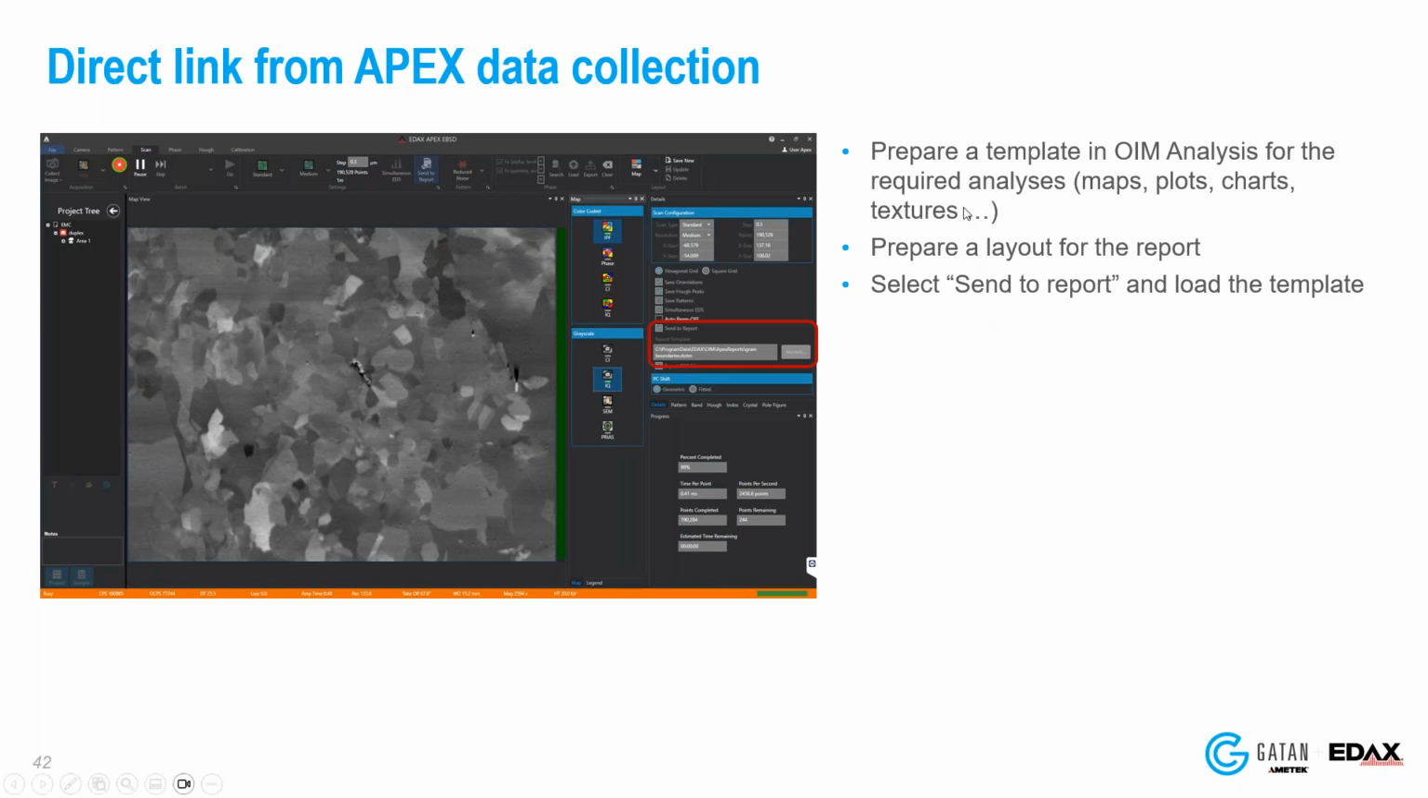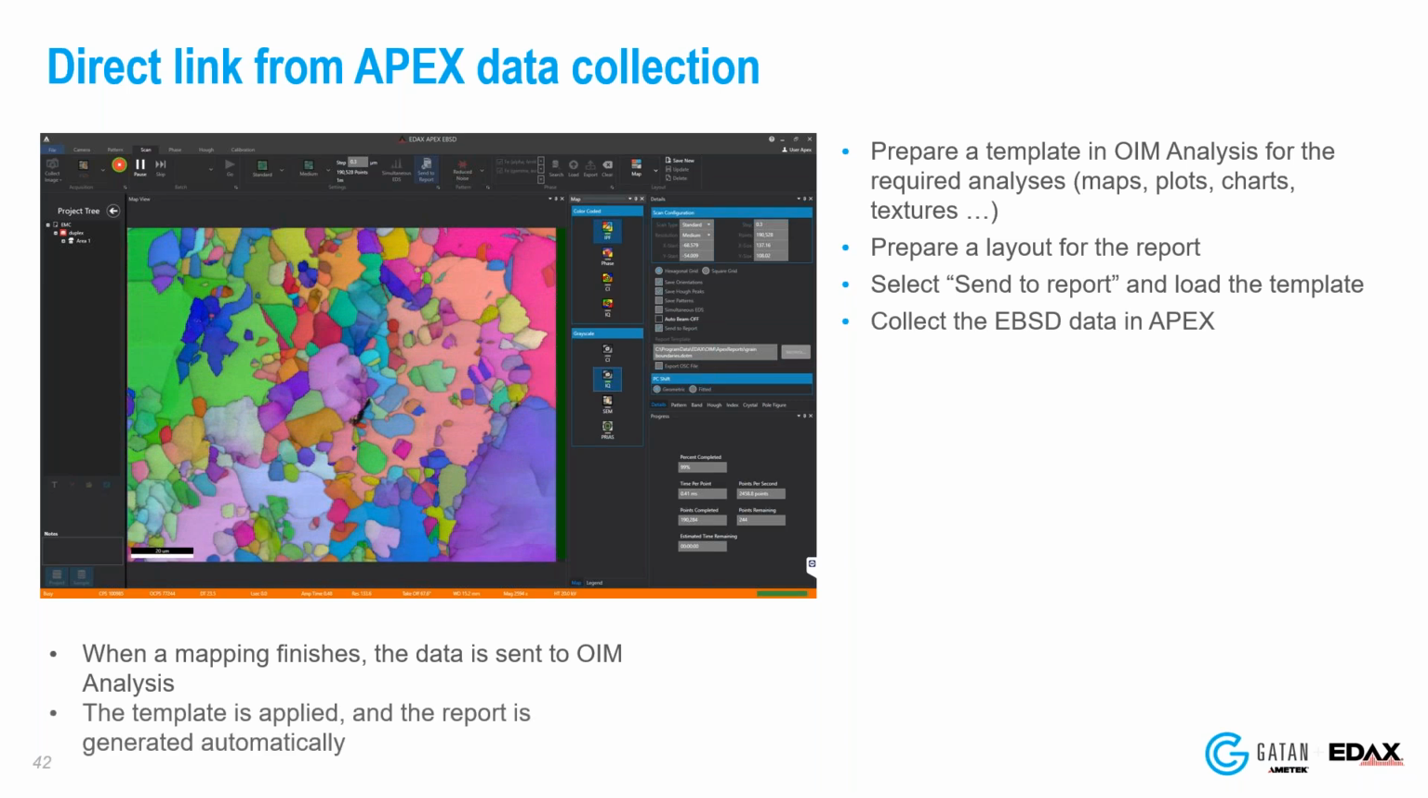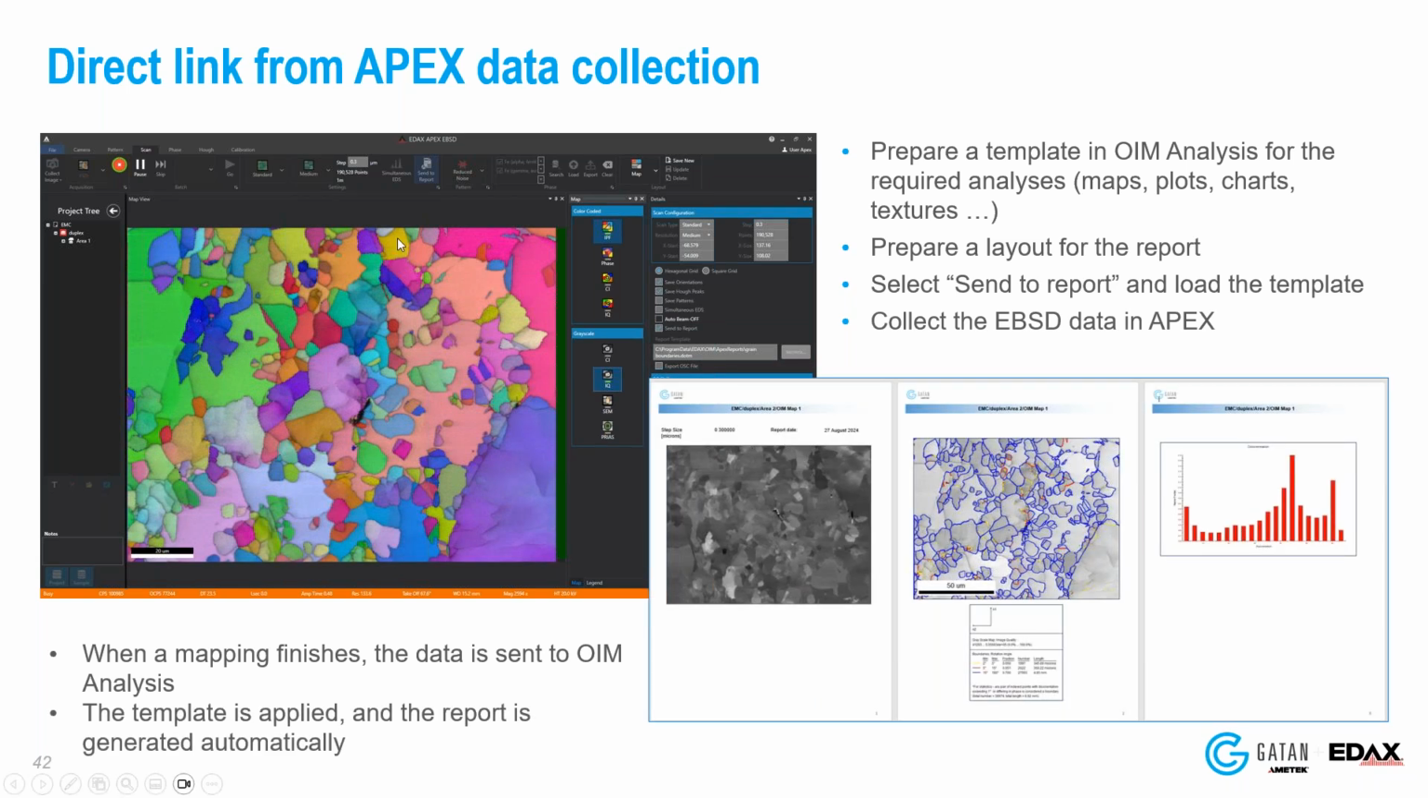So some analyst can make these templates, and then any operator, when they select that template here in the UI, will get the exact same analysis definition. So it doesn't matter anymore who is using the system, you will always get the same plots and charts for comparison. So when you collect the EBSD data here, when the mapping finishes, it's in the background automatically sent to OIM Analysis, and it applies a template, runs through all the calculations, and then the report pops up in the definition that you have specified.